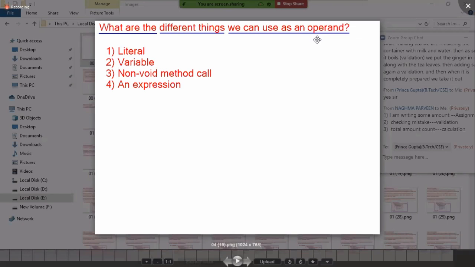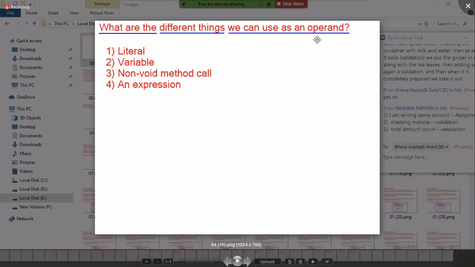It's very important from interview, especially OCA exam point of view. Oracle Certified Associate certification exam point of view, this slide is very important, and I'm going to use this slide in every operator. Totally 40 operators are there, and in all 40 operators I'm going to use this slide. So please try to remember it. As an operand, we can use a literal, a variable, a non-void method call, and an expression.